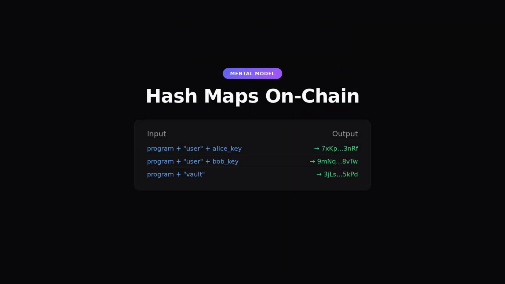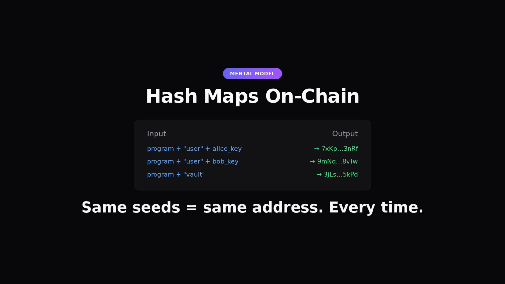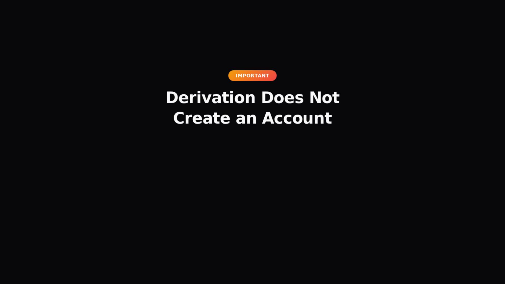Think of PDAs like hash maps on-chain. Same program, same seeds, same address. Every time. Deterministic. One important detail.